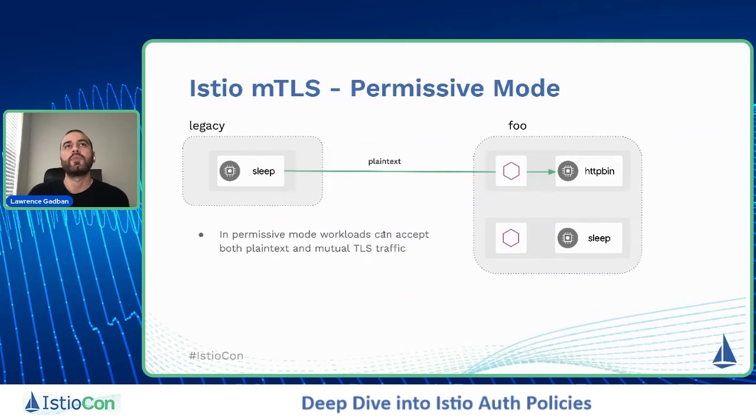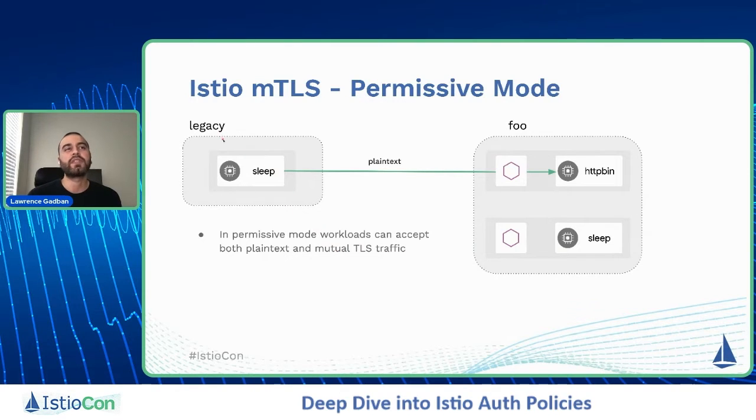By default, Istio mutual TLS runs in permissive mode. That means that workloads will accept both plaintext and mutual TLS traffic. If we look at this layout here, we have the foo namespace, and in that we have httpbin, the application, and a sleep pod. These both have sidecars injected into them. In other words, they're participating in the mesh.